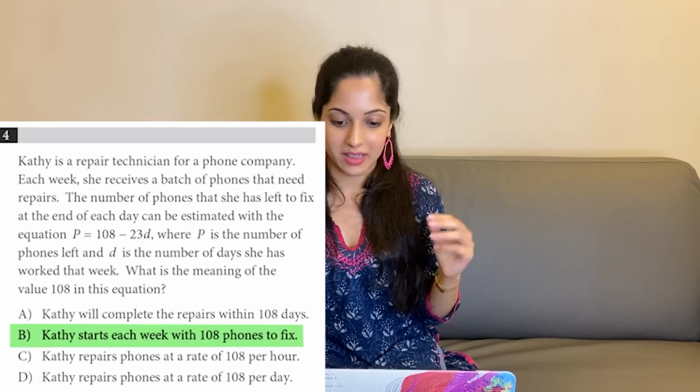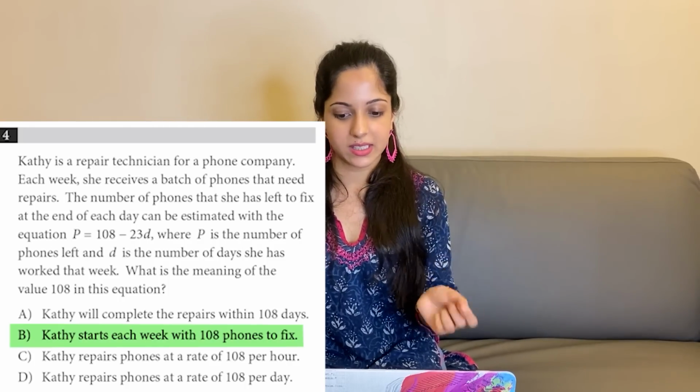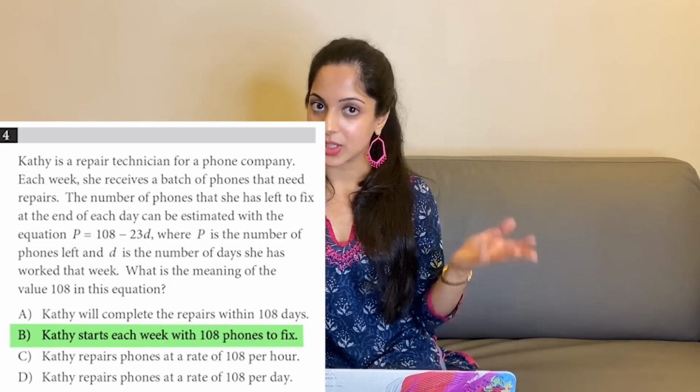So between A and B, I think B is the correct answer, which is Kathy starts each week with 108 phones to fix. Okay. There's also a grid section where you'll have to bubble in not just the options A, B, C, D, but you'll have to bubble in the numbers. And there's rules for all these numbers.